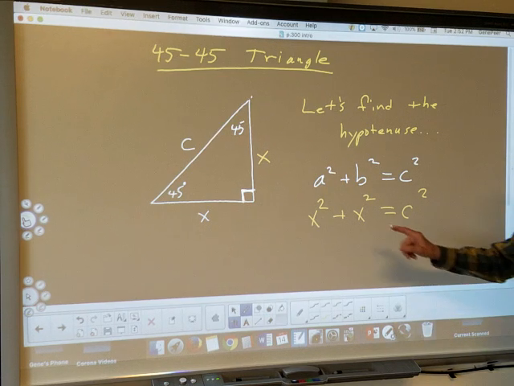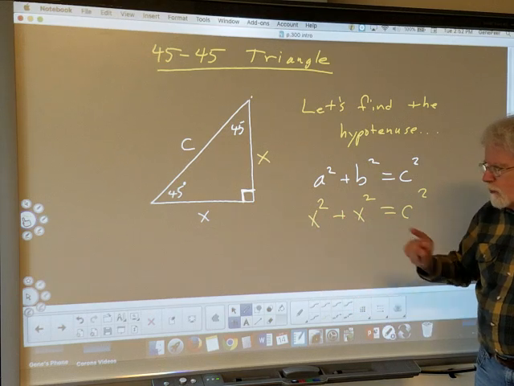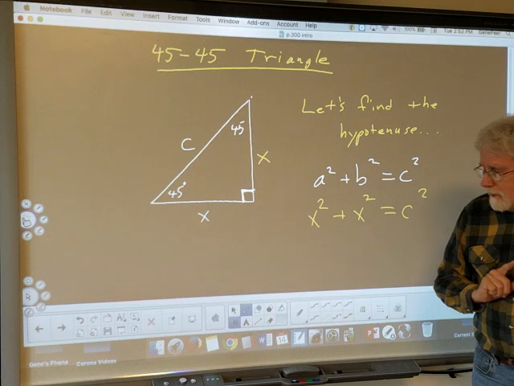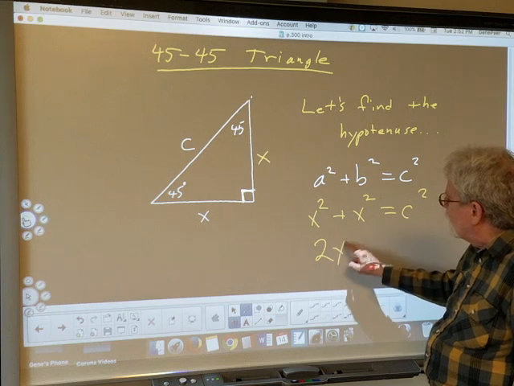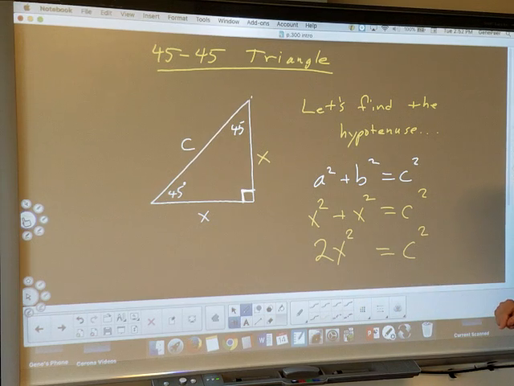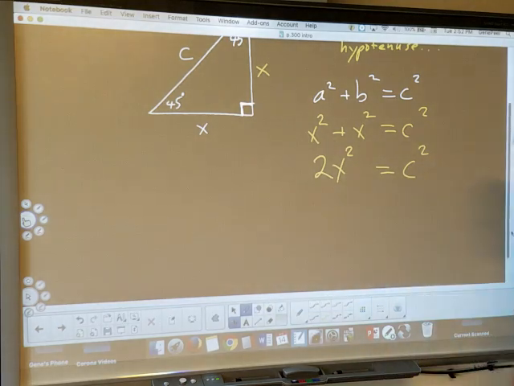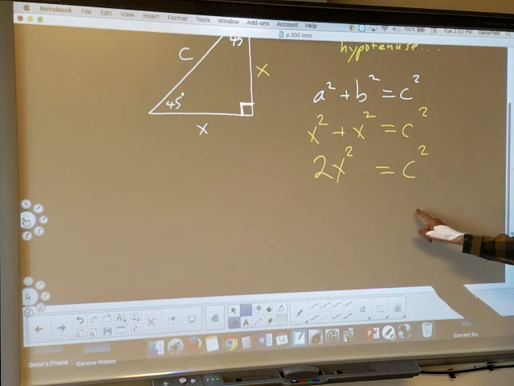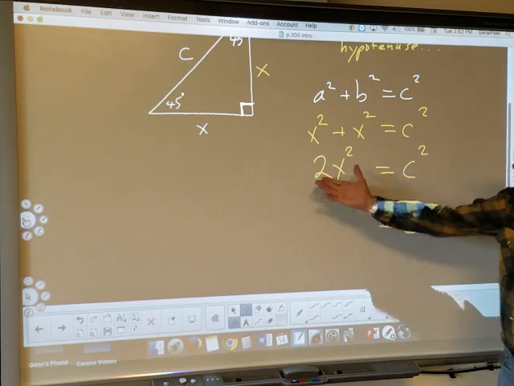All right. So what is one of these x squareds plus another one of those x squareds? Oh, it's 2x squared. Yes, it's 2x squared. Good. That's equal to c squared. Now I'm still trying to solve for c. I want to know what in the world is my hypotenuse. What is c? So I'm going to take the square root of both sides. The square root of c squared is c. Look at that. We have c by itself. Congratulations. What about the other side?